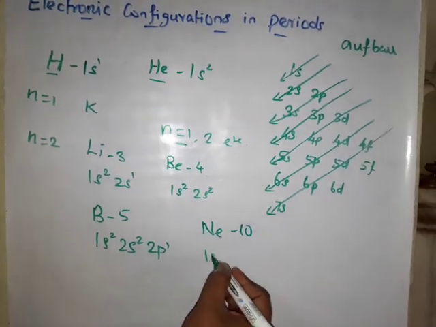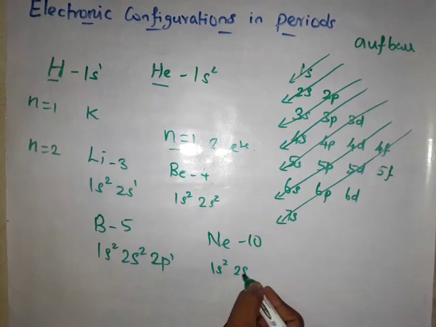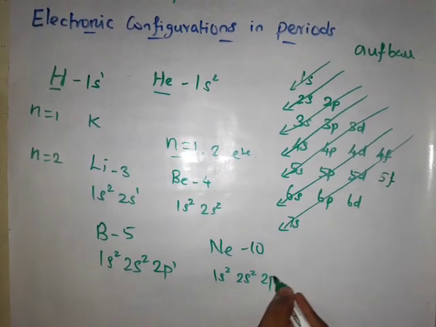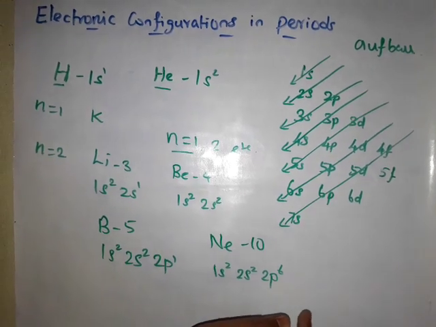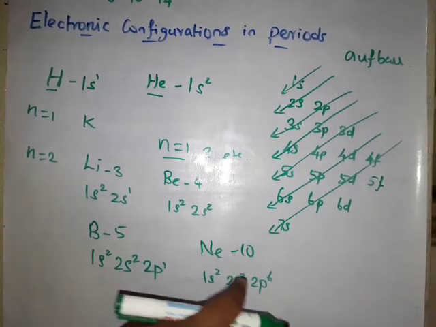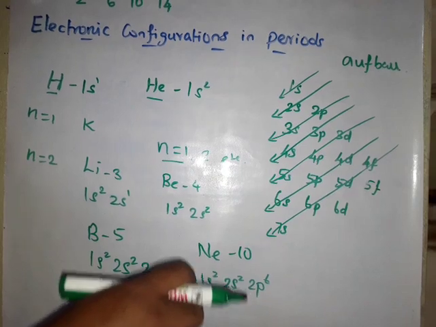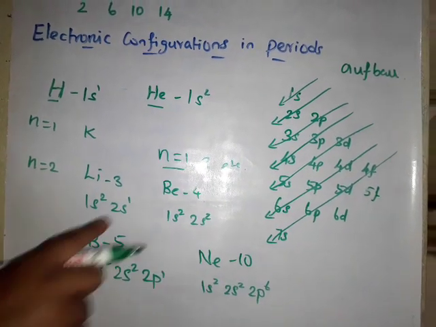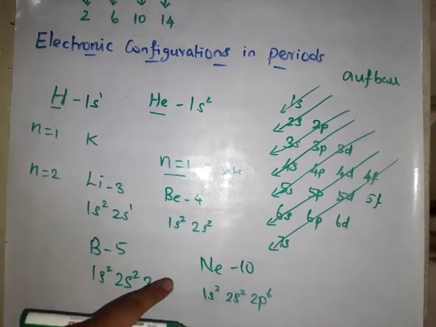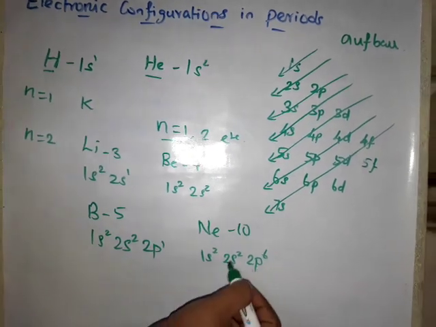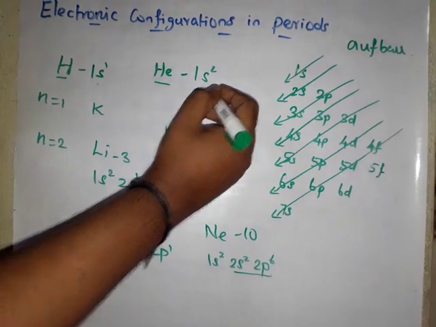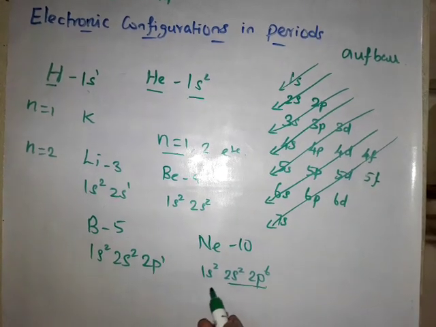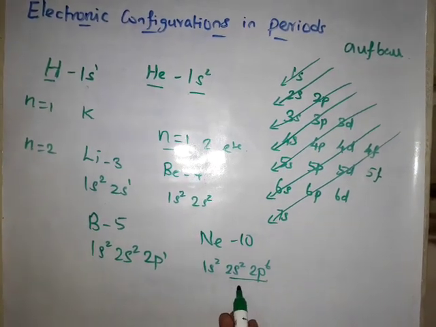So 1s2, 2s2 and 2p6. Here the p orbitals are completed with 6 electrons. This means there are 8 elements in the second period. The first period has only a maximum of 2, and the second period a maximum of 8 electrons.